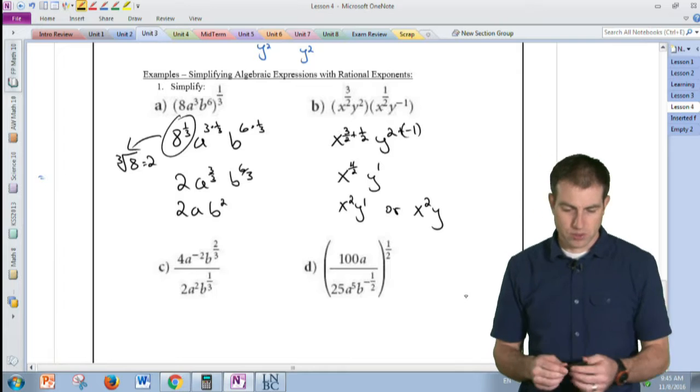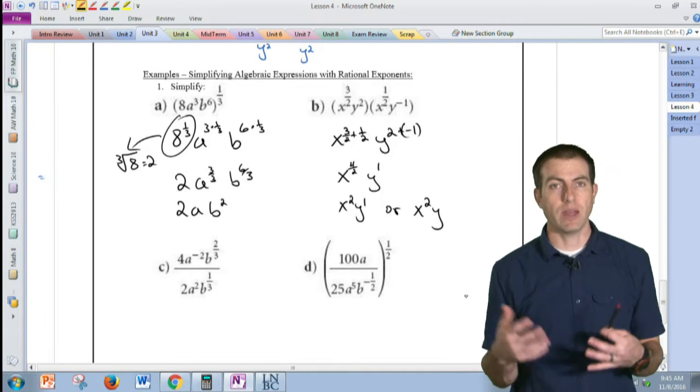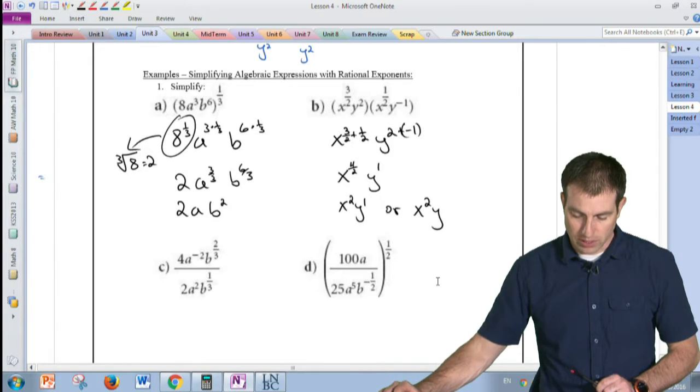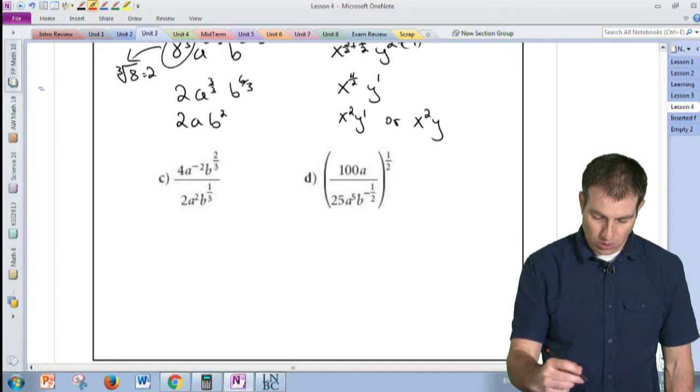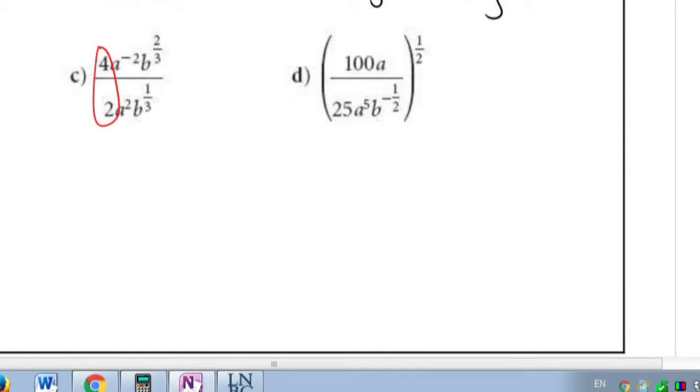Now, so far I've just kind of picked my whole numbers or my integers, dealt with them, dealt with my a's, dealt with my b's. That's what I've done so far, and that's what I'll continue to do. Get rid of those. So, 4 divided by 2 gives me 2. A to the negative 2 divided by 2 is a to the negative 2 minus 2. Just dividing, I subtract my exponents. Then I have b to the 2 over 3 minus 1 over 3.